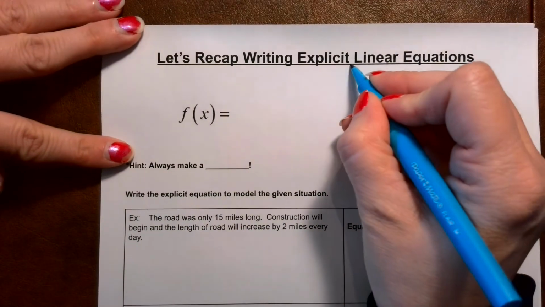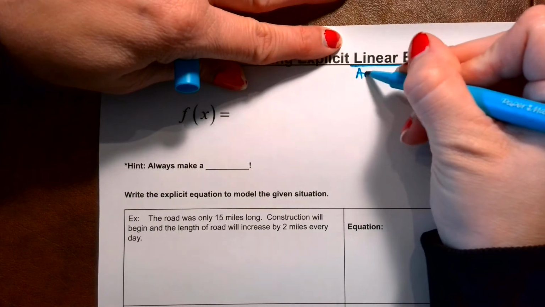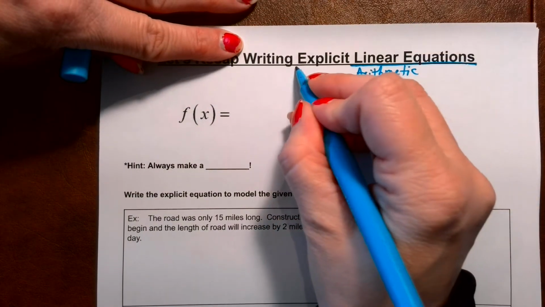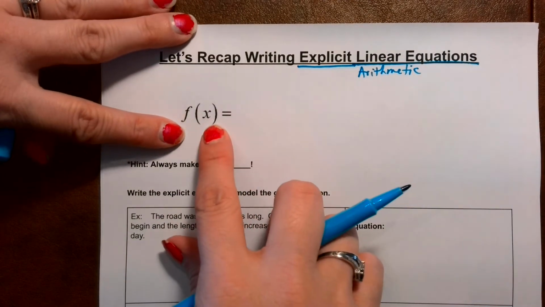We're going to review linear equations. Linear can also be called arithmetic. And they're going to be explicit, not recursive. So here's how you do linear equations.